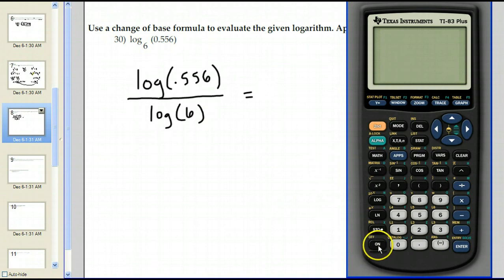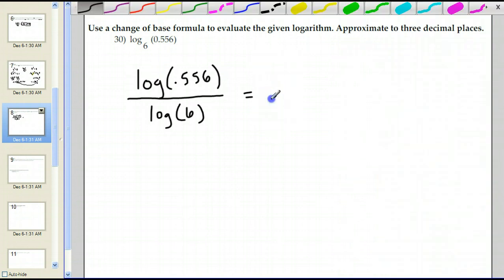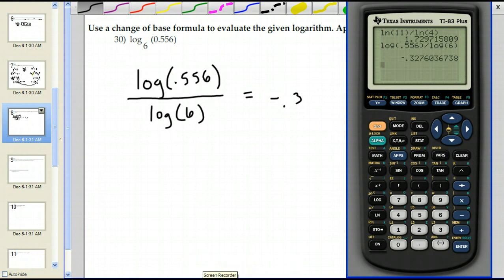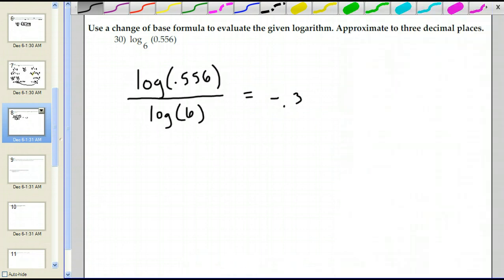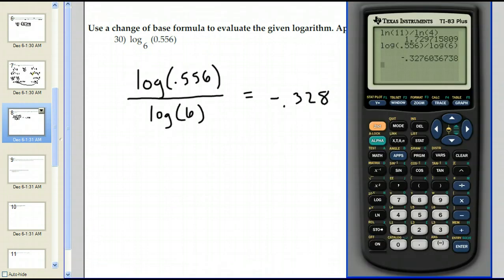So log, the original input was 0.556. Alright, divide by the log of the original base, which was 6, and that gives us negative 0.3276. So to 3 decimal places that would be negative 3.28.